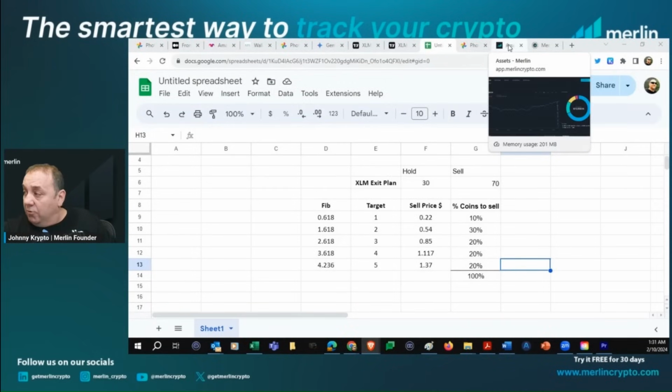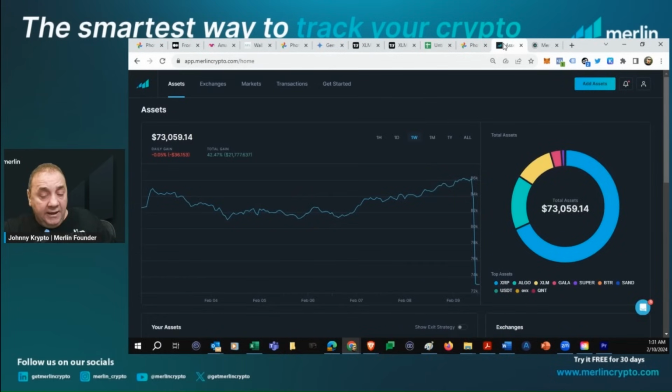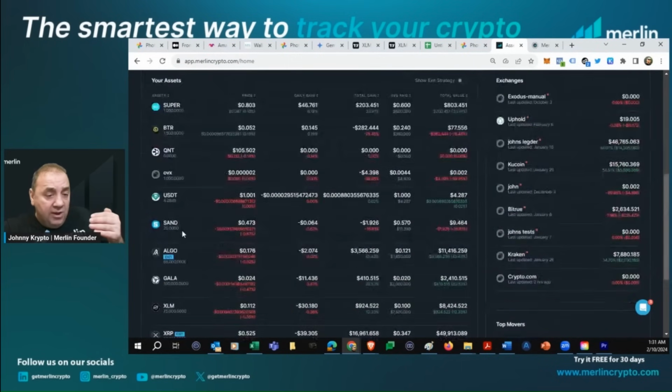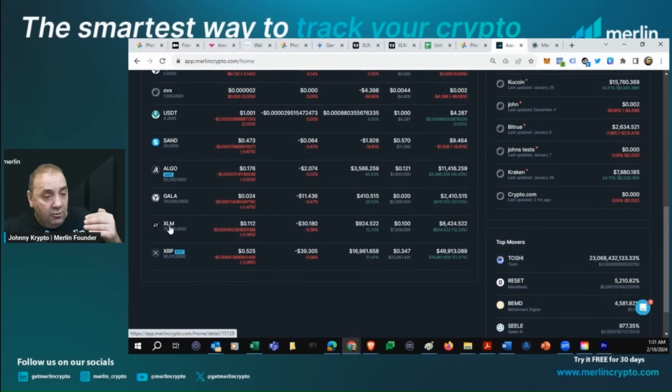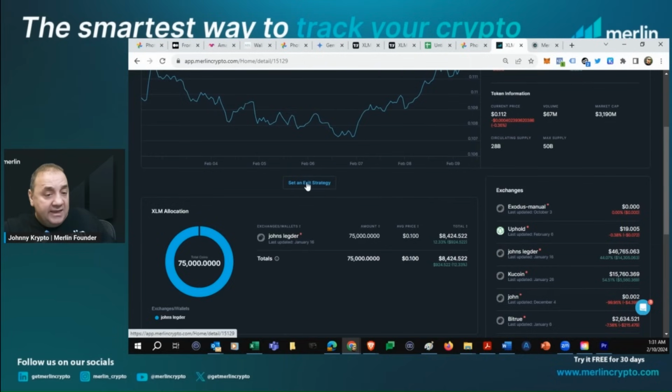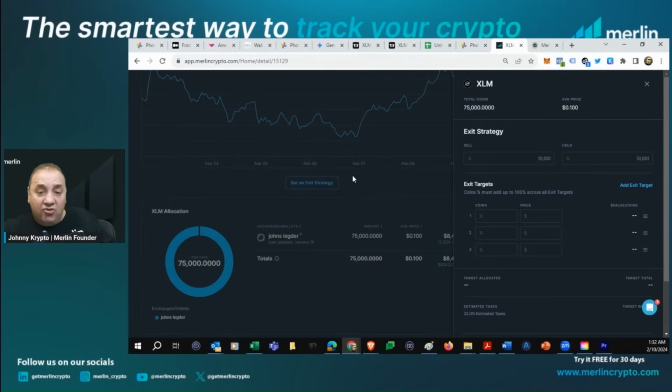Okay, so let's head on over to Merlin. And I've created a demo account here for the purposes of this training, so you'll be able to get a sense of what this looks like. So what we're going to do is scroll down, and I've already added XLM to my account. We're going to click on XLM, and allow that to load up. And here we can see we have the ability to set an exit strategy. So you're going to click the set exit strategy button, and notice you'll see a tool here.